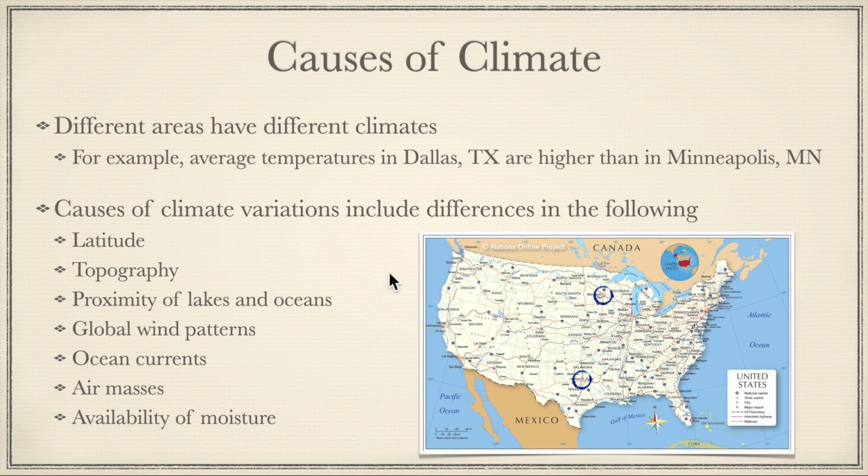So latitude, that's our big difference between Dallas, which is down here on the map, and Minneapolis, which is up here. Latitude's different. Minneapolis is further north. Topography, which is sort of hills and valleys and that sort of thing. Proximity of lakes and oceans, so how close are you to the ocean? Global wind patterns, ocean currents, air masses, and the availability of moisture, so how much rain do you get in an area? Those things all affect the climate of an area.